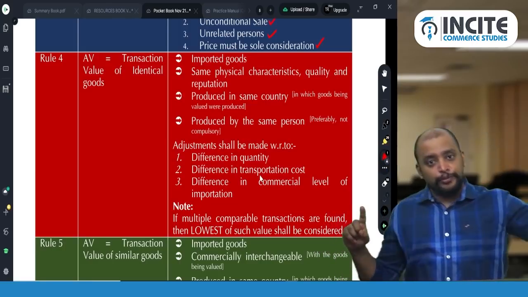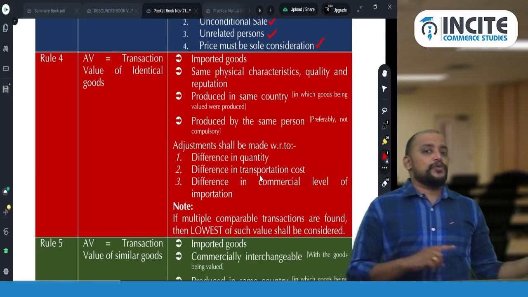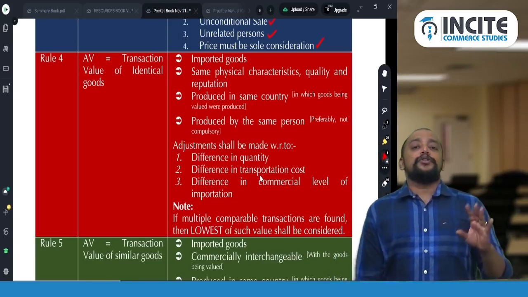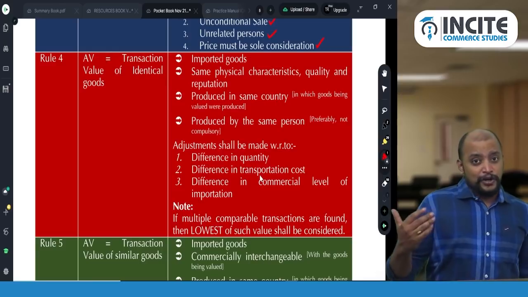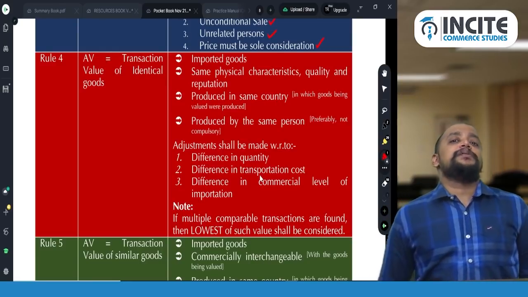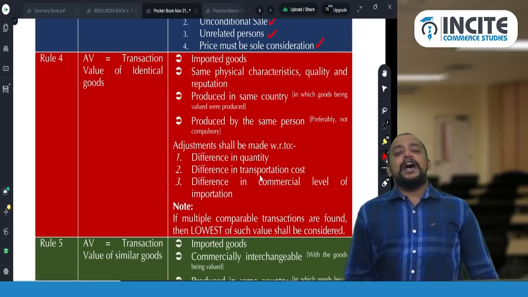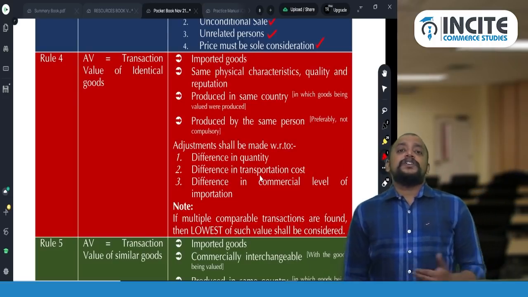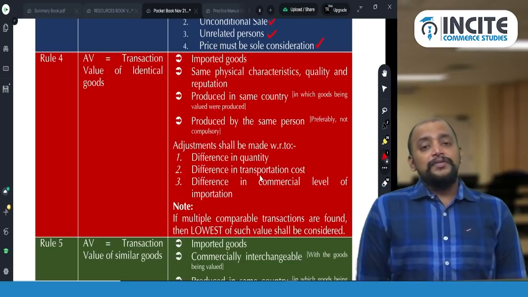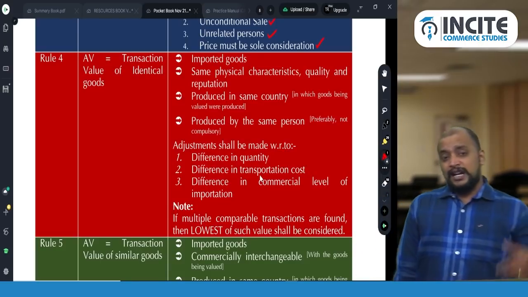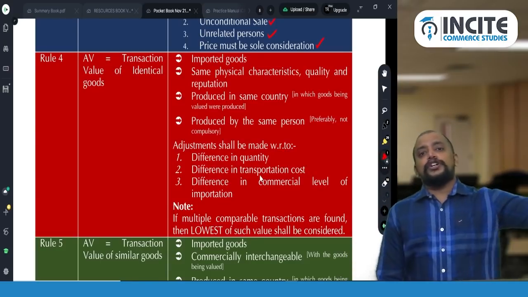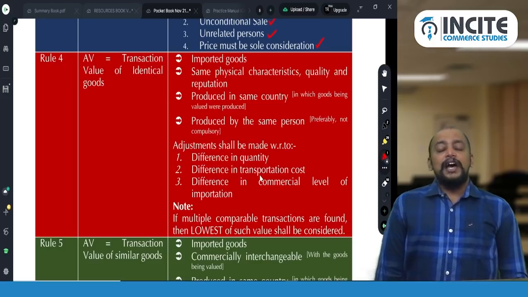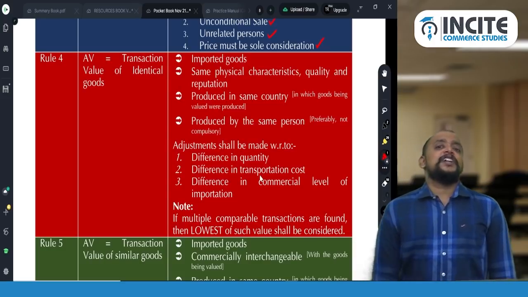Identical goods are imported goods having the same physical features, quality and reputation, imported from the same country and preferably the same producer. If these four conditions are satisfied, those comparables we will take as identical goods, and we need to make certain adjustments. What are the adjustments that we need to make? Adjustment with respect to difference in the quantity. We are importing 2000 units, that is 1000 units. Had they imported 2000 units, what is the price at which they would be importing? So do that adjustment.